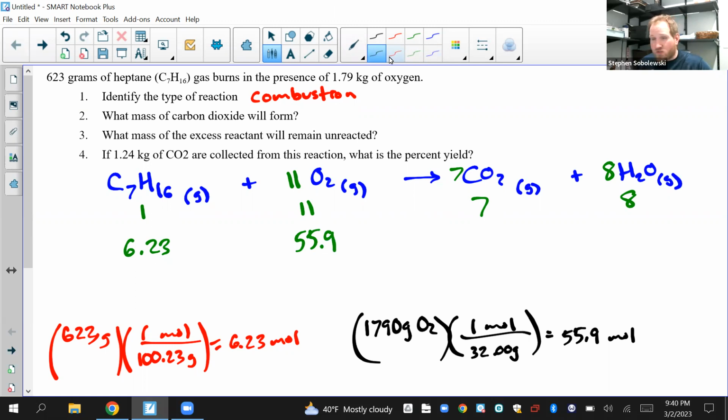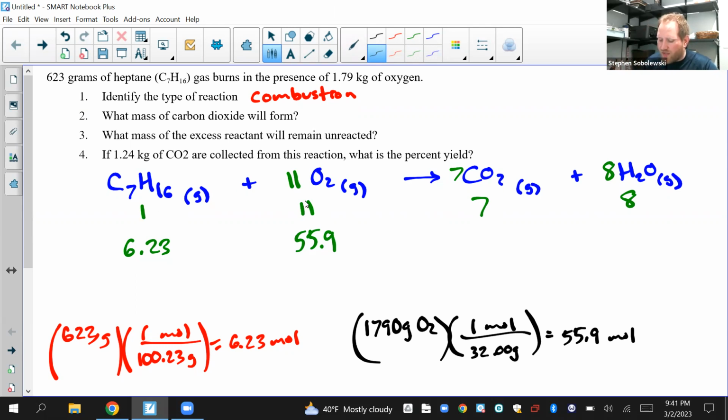Okay, so we have to identify the LR. So there's several ways of doing this. The more formulaic way is moles divided by coefficient. Moles divided by coefficient. Smaller number is your LR. I actually prefer to just kind of look at the numbers and work it out logically.